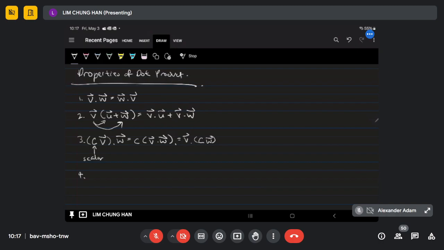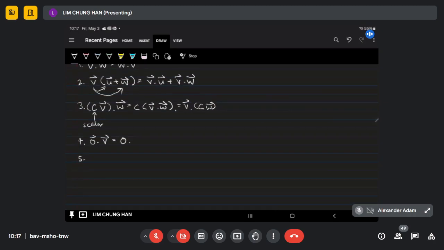The fourth rule is if you have a vector that is all 0 inside, so 0i plus 0j plus 0k, you dot product that vector with any vector, you end up with an answer of 0. An integer of 0.